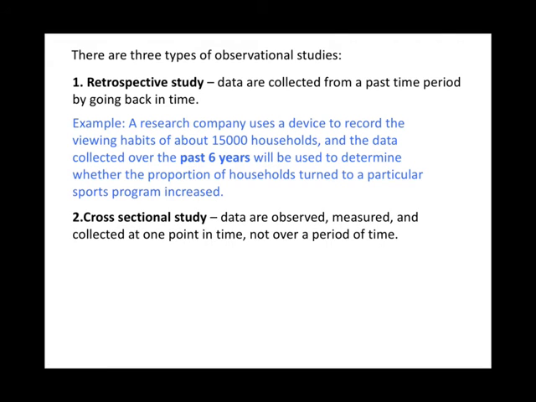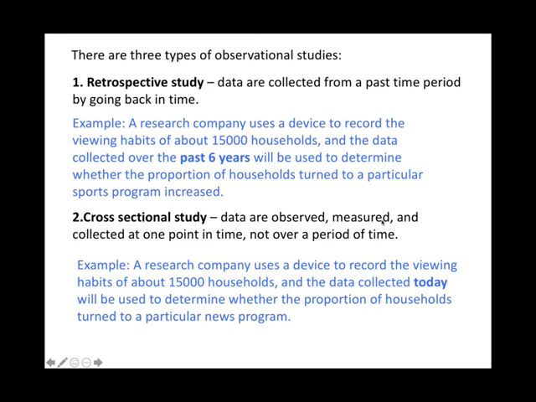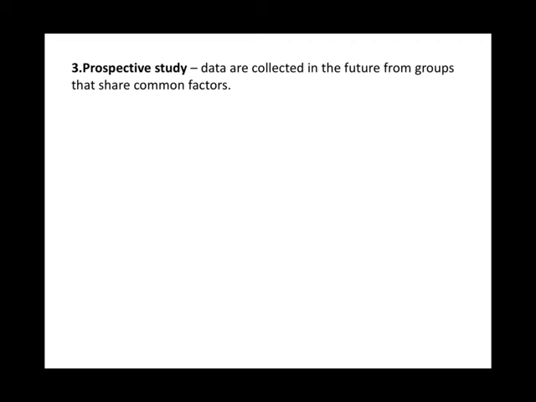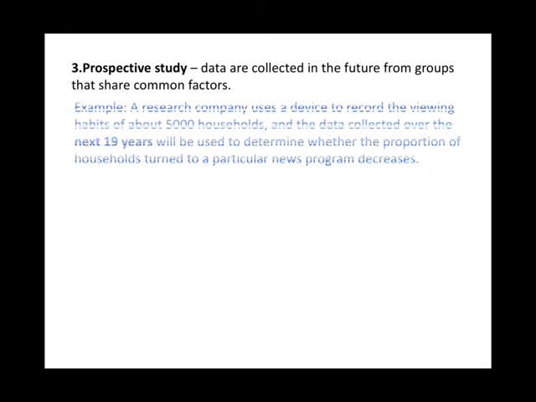Second one, cross-sectional study. Data are observed, measured, and collected at one point in time, not over a period of time. So with a similar example, the data is just collected today, at that time. That's a cross-sectional study. So think about it, there are 3 types of observational study. One is from the past, one is today, at that time. What's the last one? The last one is called prospective study. Data are collected in the future. So same example, the data is collected over the next 19 years, collected in the future. That will be the prospective study.